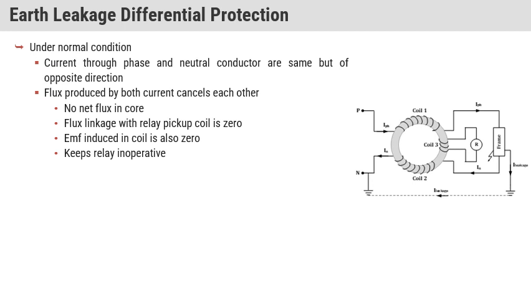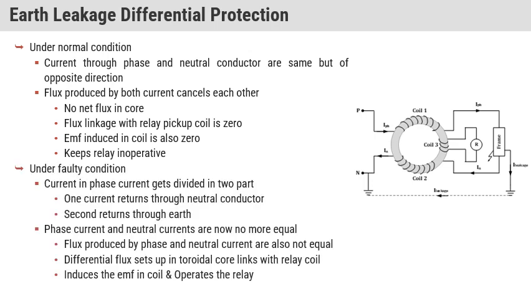Under normal conditions, the currents through the phase and neutral conductors are the same but in opposite directions. So the flux produced by both currents cancels each other, and there is no net flux in the core. The flux linkage with the relay pickup coil is zero, the EMF induced in the coil is also zero, and the relay stays inoperative. But under the faulty condition, the phase current gets divided into two parts. One current returns through the neutral conductor and the second returns through the earth.